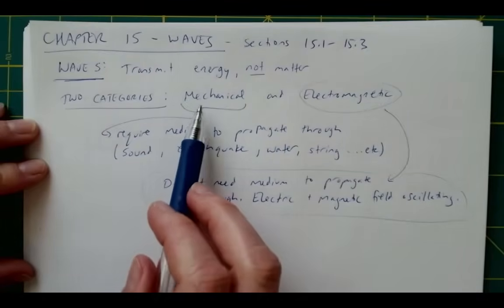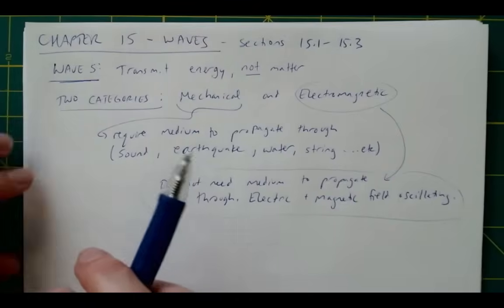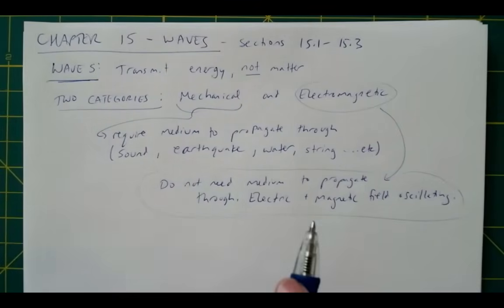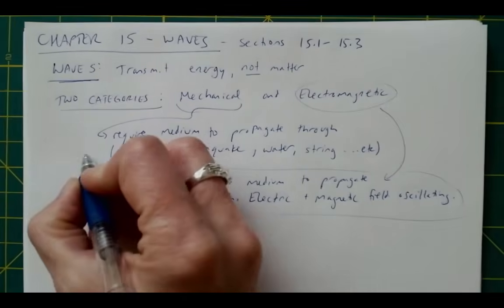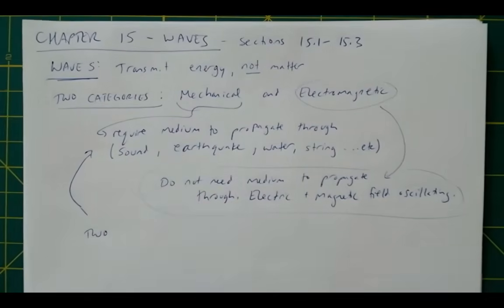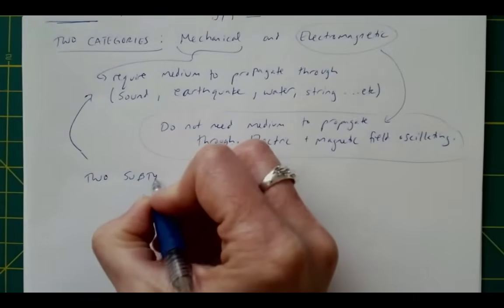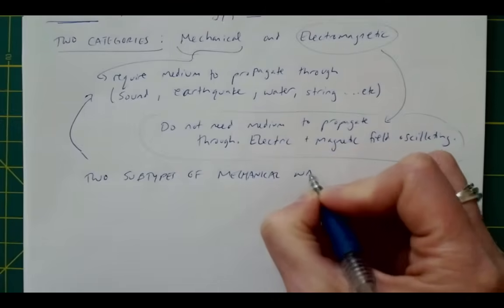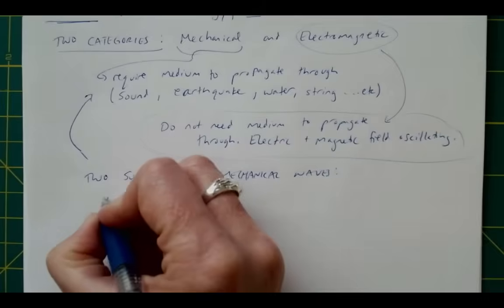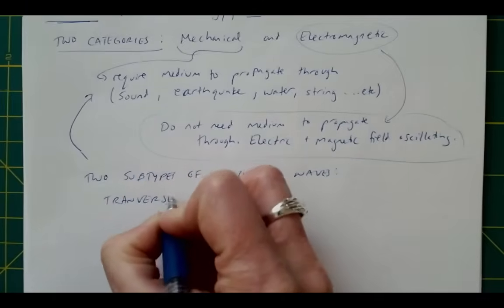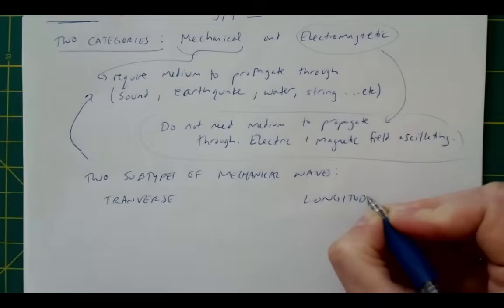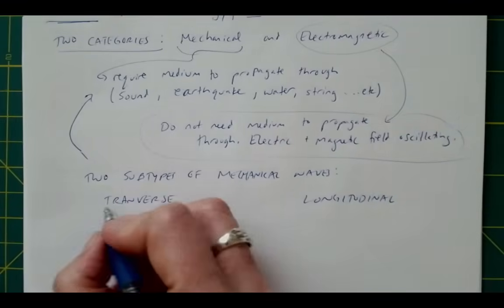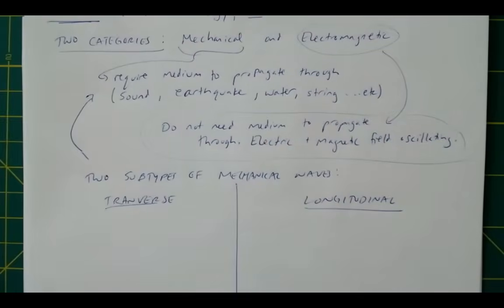So the waves that we are focusing on, like I said, are going to be the mechanical waves, where you do actually rely on the interaction between atoms in a medium in order to have that energy be transmitted from one place to another. So within mechanical waves, there's going to be two subtypes of mechanical waves. The first is going to be called transverse, and the second is going to be called longitudinal. And I drew these side by side to contrast what they are.